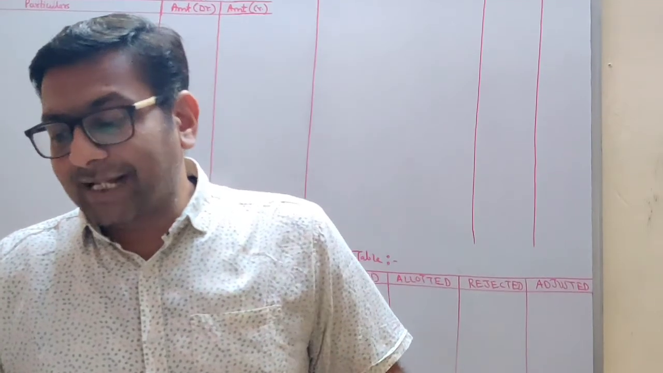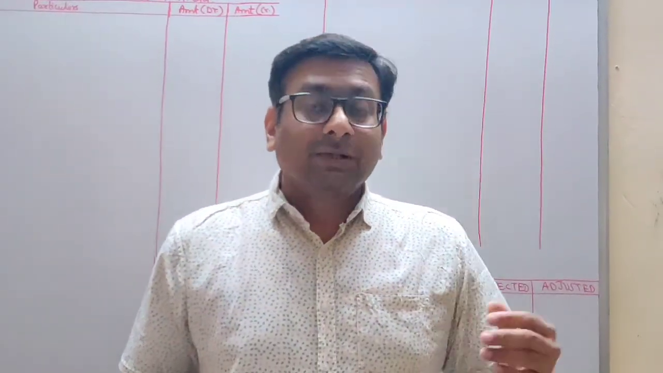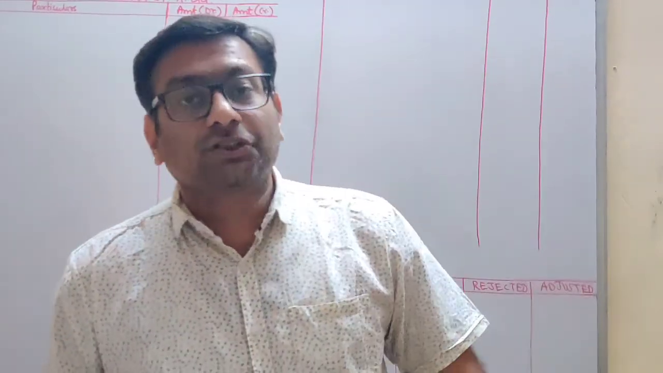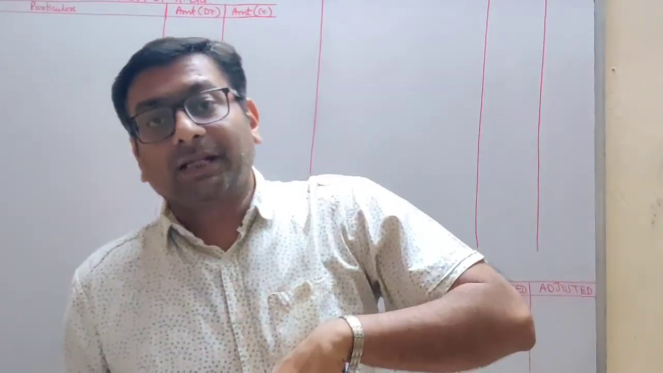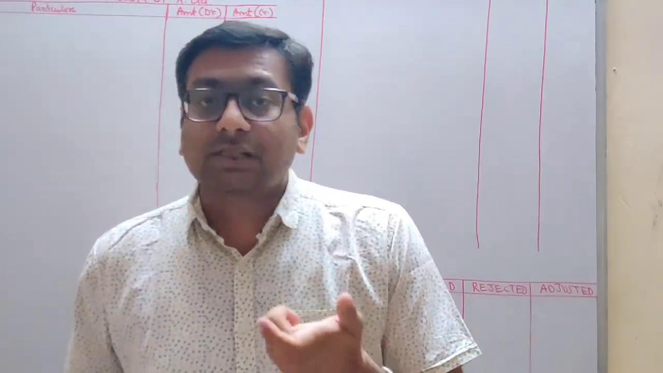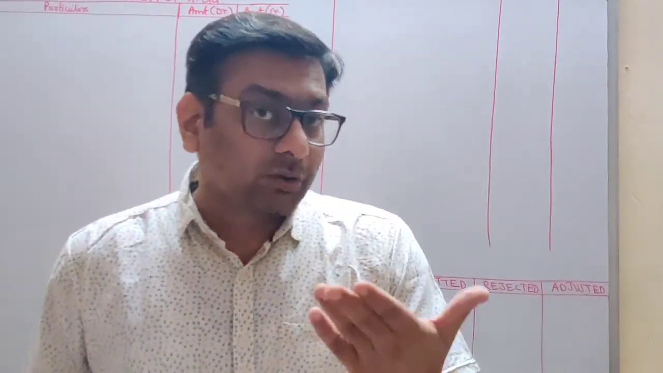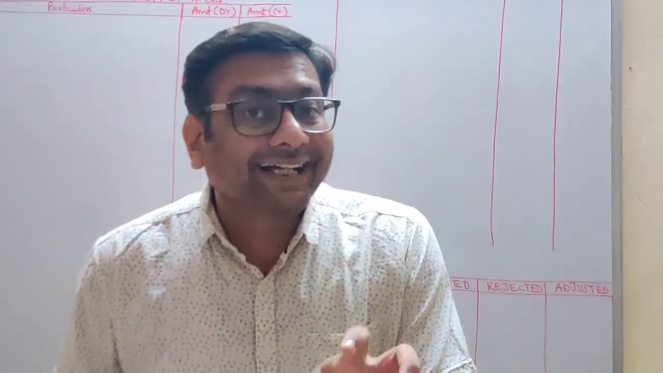Public has applied for 65,000 shares. How much did the company offer? 40,000 shares. How much application did we receive? More than the offer, 65,000. So this is a sum of oversubscription. And whenever there is oversubscription, we have to go for pro rata. So how is pro rata done?